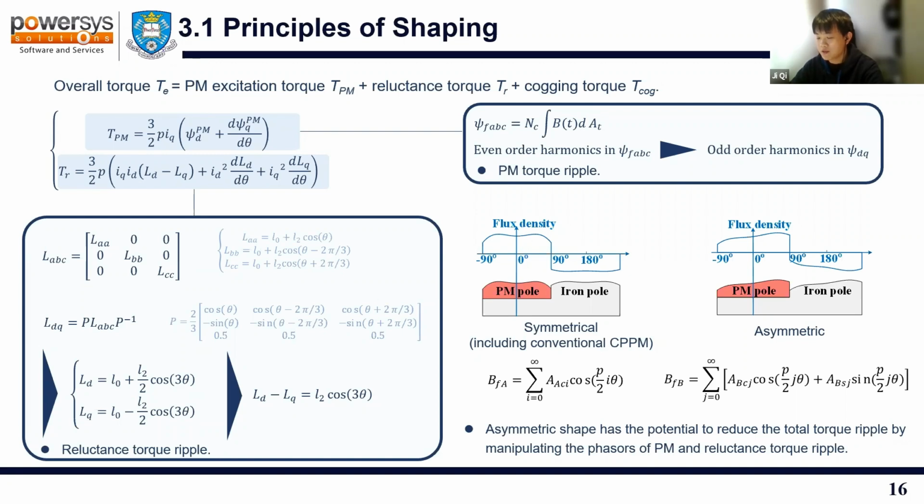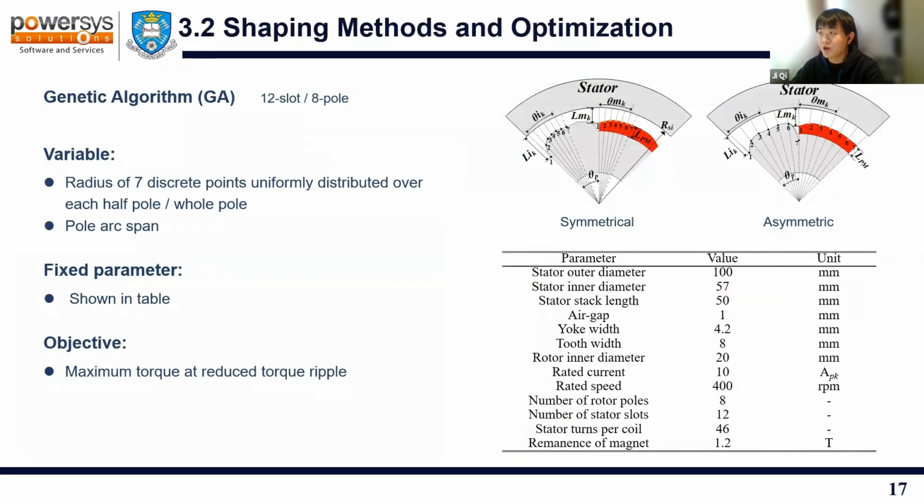To verify this idea, the genetic algorithm is also utilized here, and both the symmetrical optimized shape and the asymmetric pole shape are optimized to verify the principles. Similarly, the variables are the radius of 7 discrete points uniformly distributed over each half pole or whole pole. And the fixed parameters are listed in the table. And this time, the objective is maximum torque at reduced torque ripple.